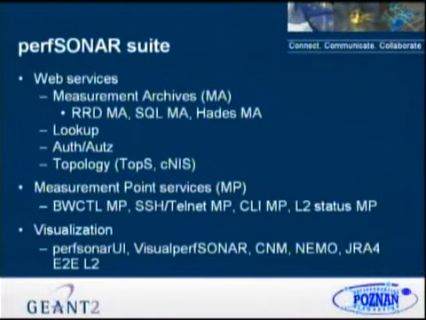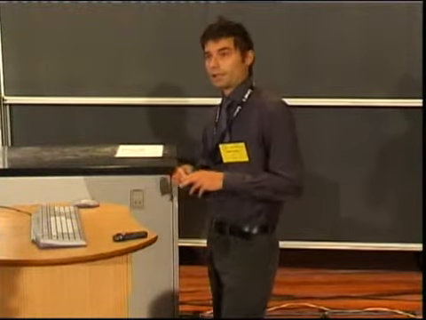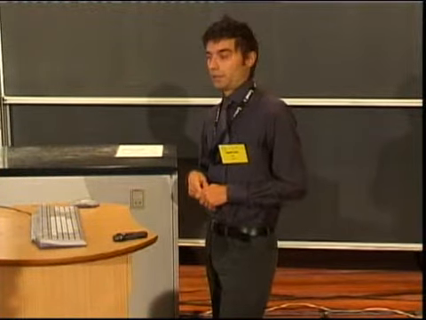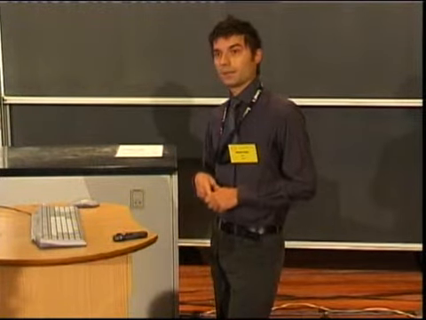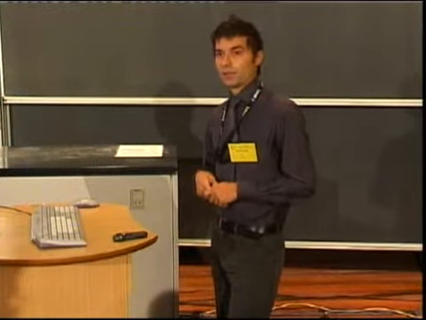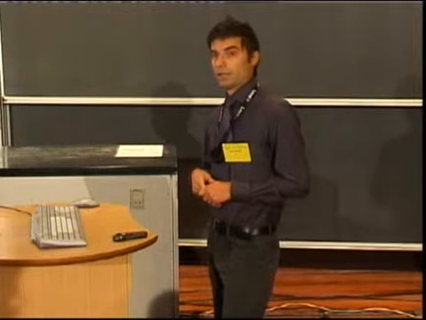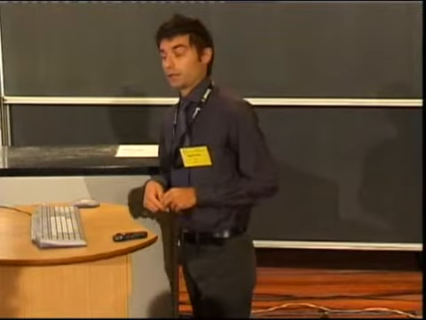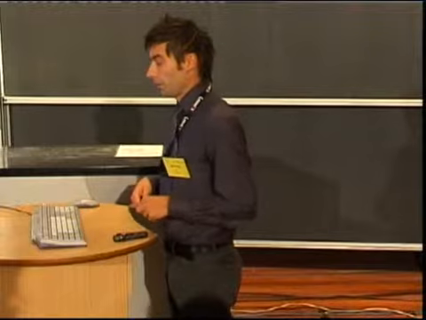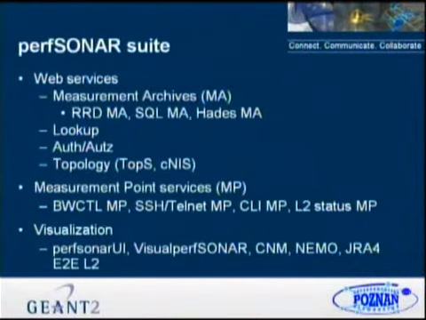The idea was to use already existing data within NRNs. It's very common that the NRNs are using round robin databases in order to store data, in order to store the SNMP values, for instance. So we developed the RRD measurement archive, which can be applied to the currently existing databases within NRNs. For those of them who don't use this kind of database, we also developed the relational database measurement archive.